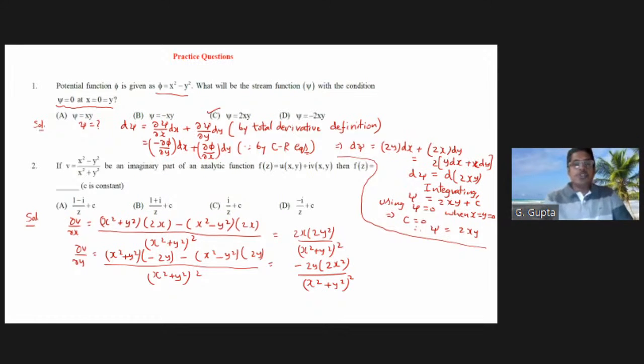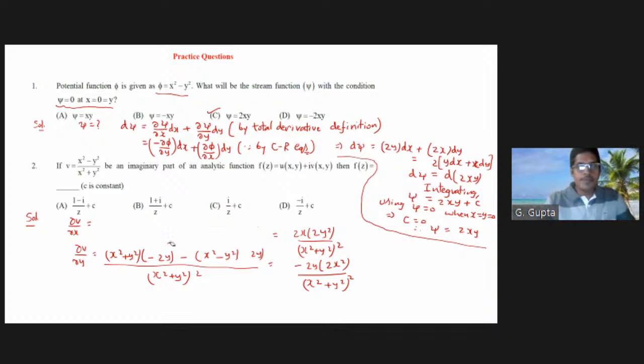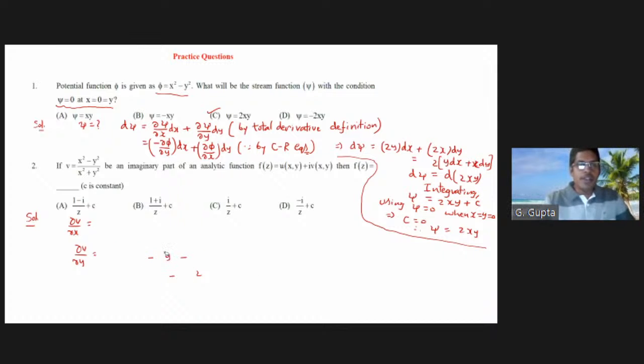Kindly excuse me, everyone, there is a typing mistake. If I consider directly x square minus y square by x square plus y square, no option is matching. So I am changing that v value, the numerator. For everyone, kindly excuse me.